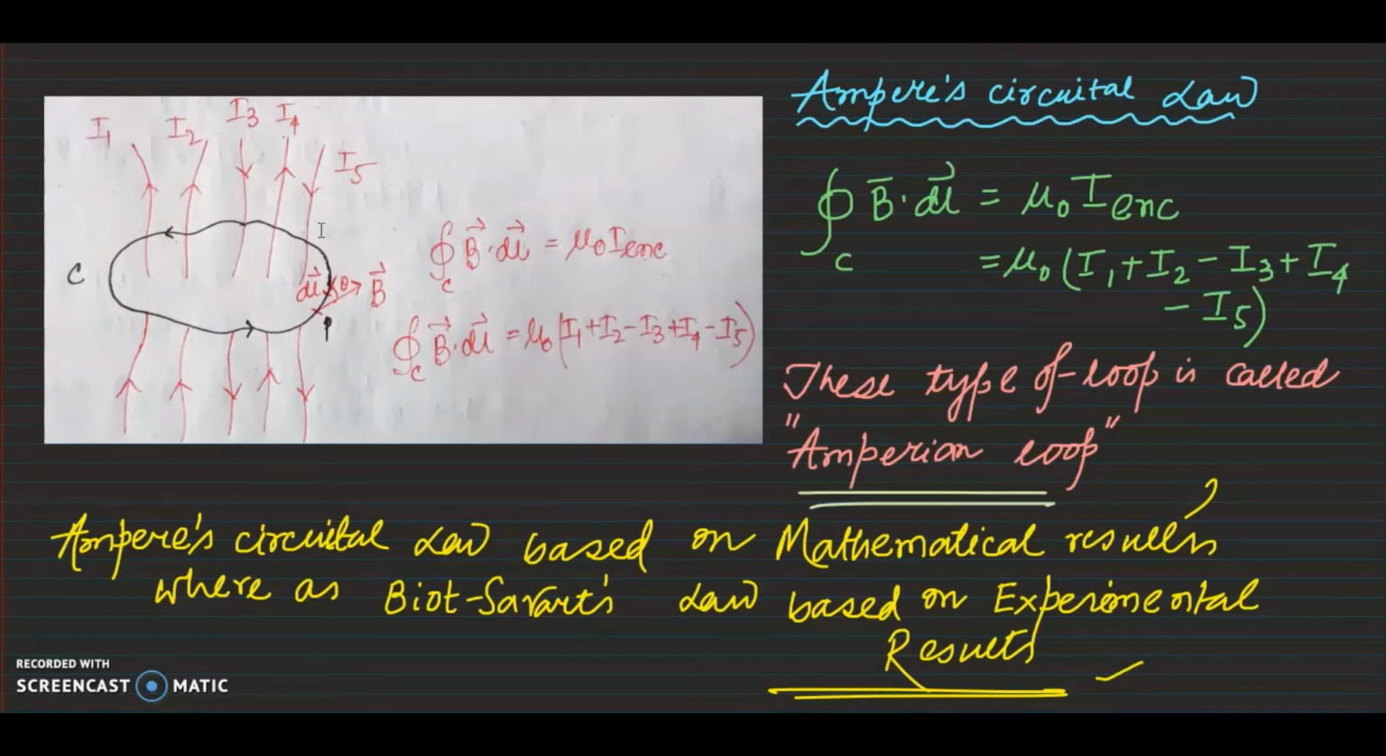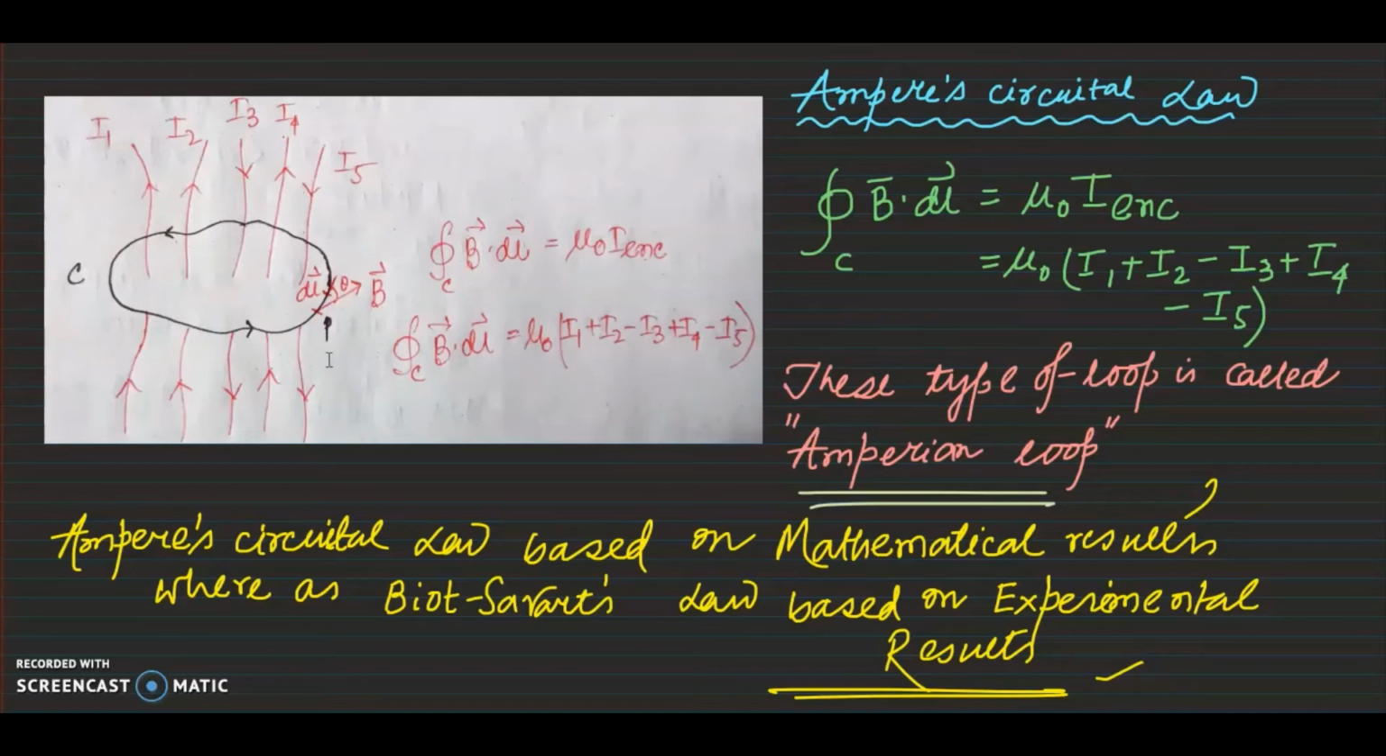You can see from this figure, the law states that the line integral of the magnetic field around a closed loop around current carrying wires, in the plane normal to the current, is equal to mu 0 times the net current passing through the loop. There is a loop C, and five different current carrying wires penetrating the plane of the loop. I1, I2 and I4 are going outward, and I3 and I5 are going in the inward direction.